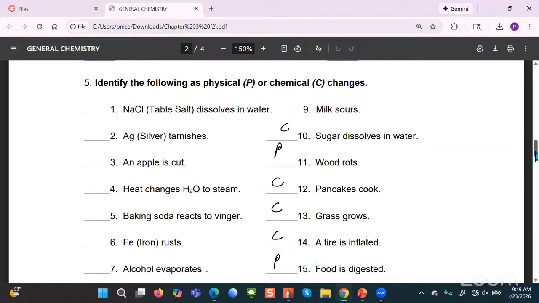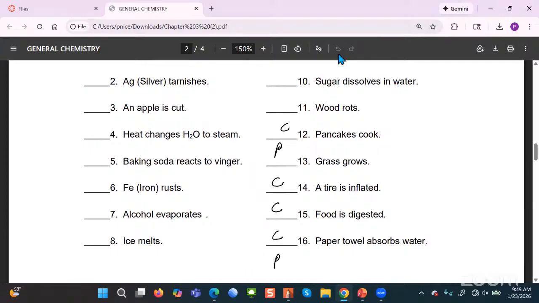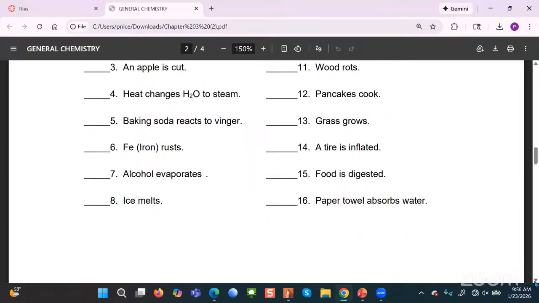Scroll up here. Oh, we have some more here. Let me clear this. Okay, so food is digested, chemical, and paper towel absorbs water, physical. Okay. All right, so let's clear that. And let's go down.